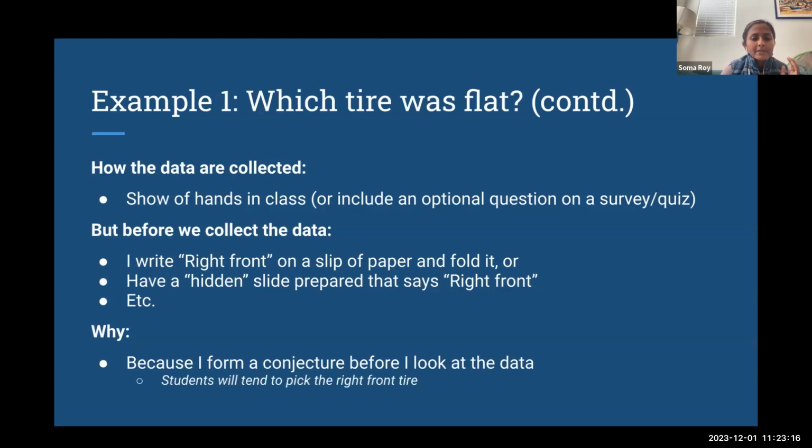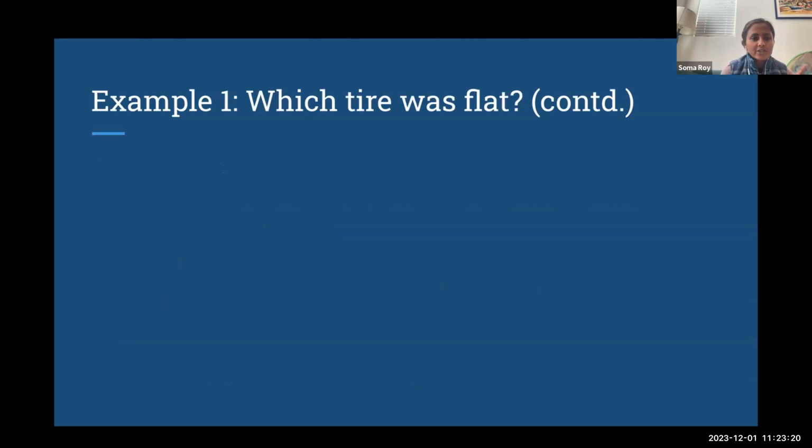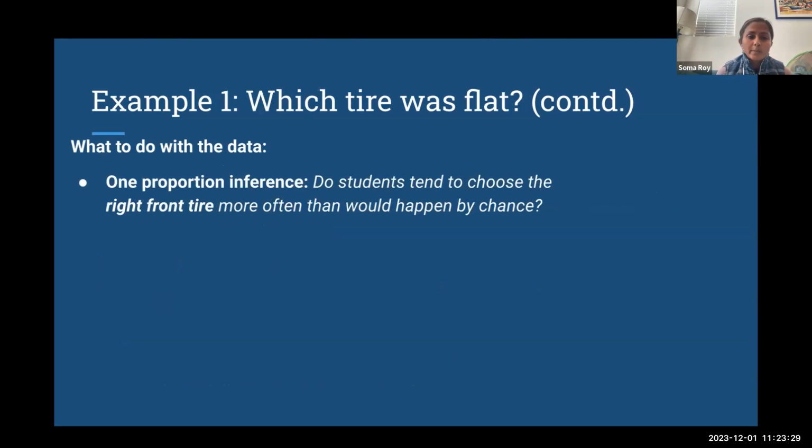So what typically happens, students do tend to pick the right front tire. And so I'll show you some of my ideas on why I collect the data and what to do with this particular data. So I can do a one proportion inference for sure. And the one proportion inference question turns out to be, do students tend to choose the right front tire more often than they would by chance alone?